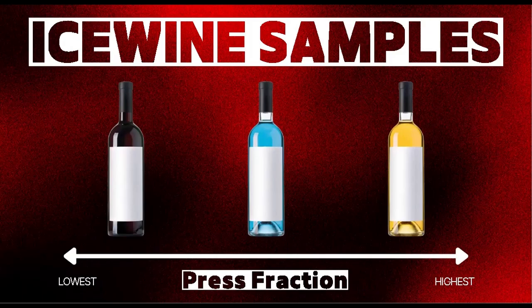Starting with the ice wine samples, there were 3 experimental ice wines based on the level of pressing: black label, blue label, and yellow label. The black label ice wine received the lightest pressing, followed by blue label, with the yellow label having the highest press fraction.